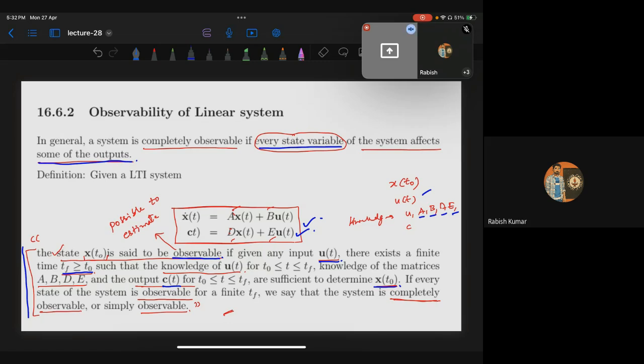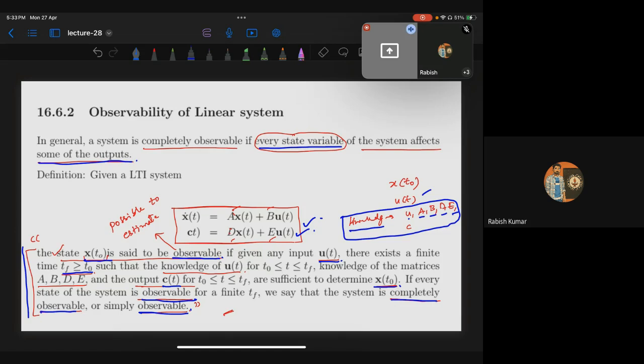The meaning is that if you know all these matrices A, B, D, E, the output and the input, you can easily estimate x of t naught. That is what it means for x of t naught to be observable. Similarly, if every state is observable, then we can say that the system is completely observable, or simply observable.